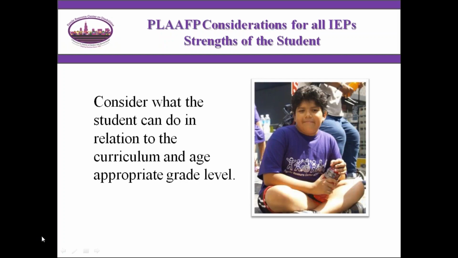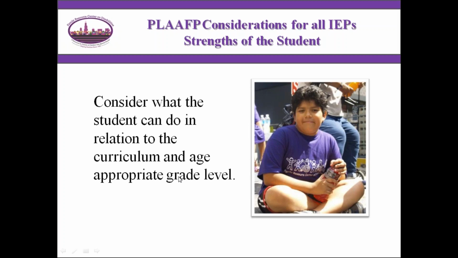So the present level considers what the student can do in relation to the curriculum and the age-appropriate grade level. The example that I really use intensively is the third grade level student. Johnny is in third grade, and the third grade level curriculum dictates that the student has to read and do a book report. They have to make sure that they answer the WH questions, and they have to do kind of mini reports, for example, when they read.